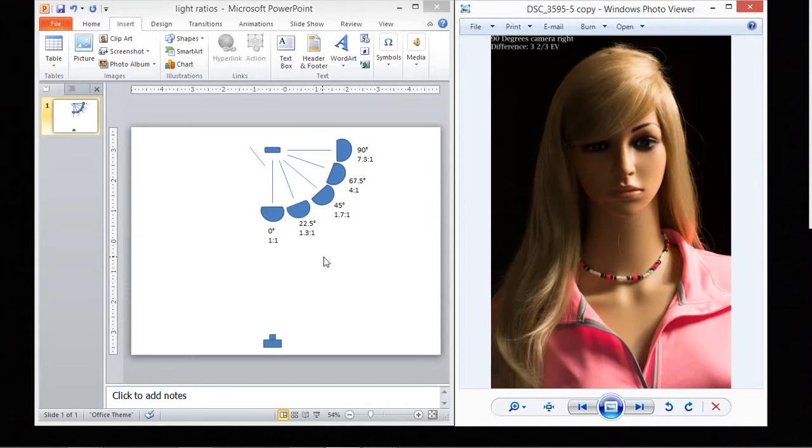I just hope you found this useful in the way that we covered it in two different perspectives. We covered it kind of like a scientific treatment with stops and light ratios. And then secondly, we did it aesthetically, whether the image worked or not.